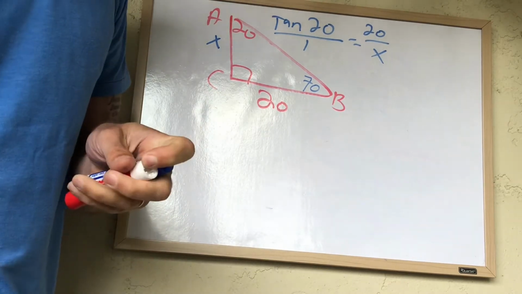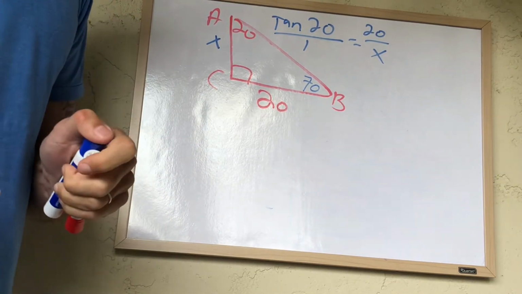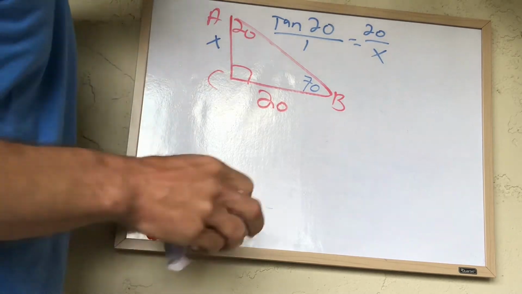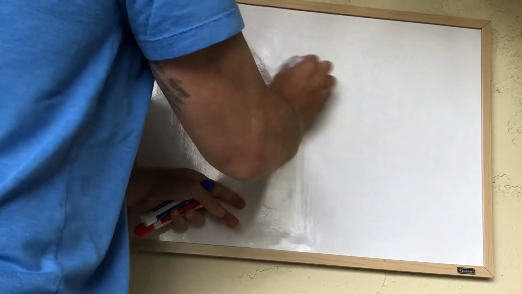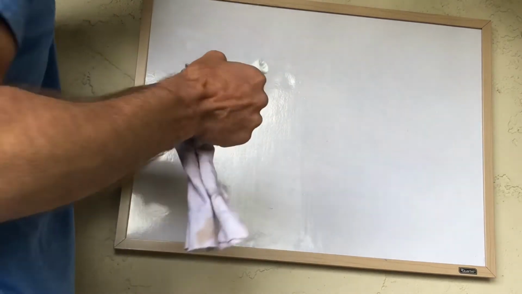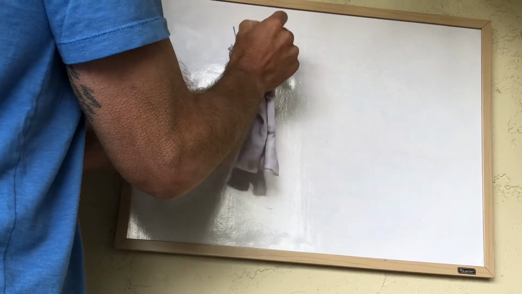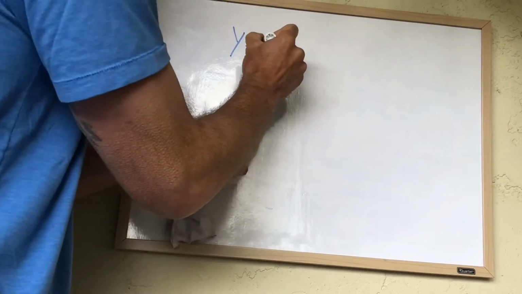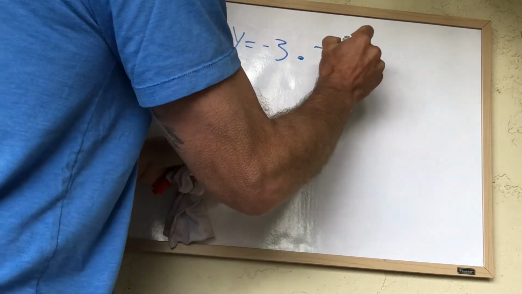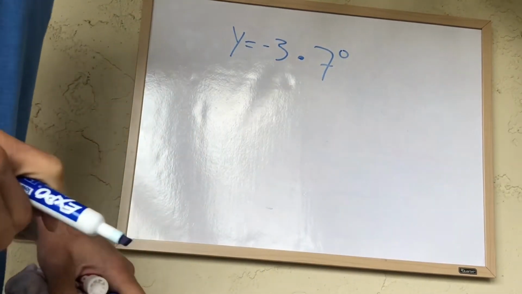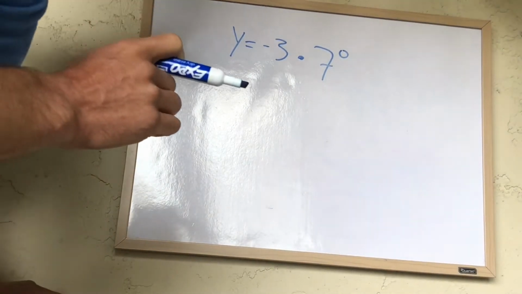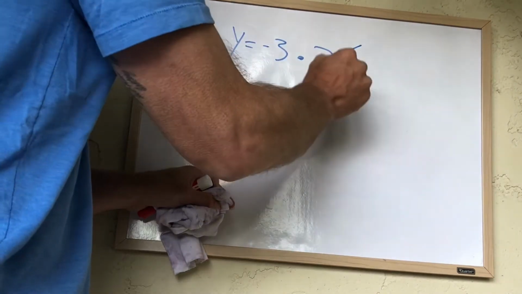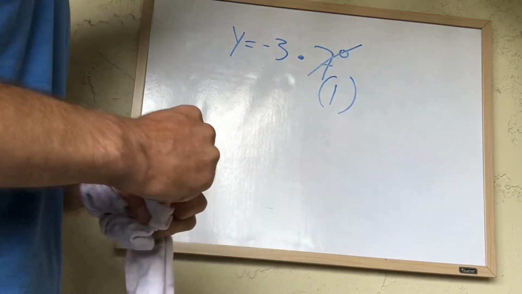Okay, for number 11, what's the y-intercept? Well, remember when you're trying to find the y-intercept for anything, to find the y-intercept, you plug a 0 in for your x. So if you have y equals -3 times 7 to the 0th power, that's how you find your y-intercept. You're always plugging a 0 in for your x. Anything to the 0th power is 1, so your y-intercept is -3.